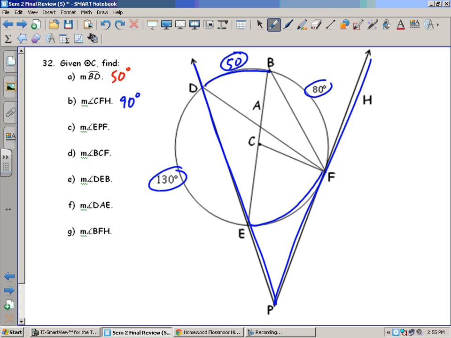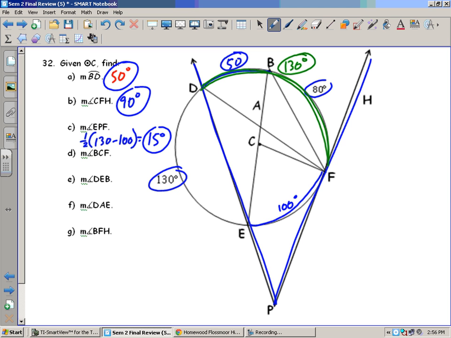So I need to figure out what EF is. Well, that's just going to be 360 subtracting all three of the arcs I already know. So 360 minus 130 minus 50 minus 80 lets me say that this is going to be 100. So EPF, therefore, is going to be 1/2 the big arc, which is 50 plus 80. So this whole arc is the arc intercepted by the angle EPF in this case. So it's going to be 130. The little arc is 100, so it's going to be 1/2 of 130 minus 100. Half of 30, so it's going to be 15 degrees. Okay, so far I got A, B, and C.